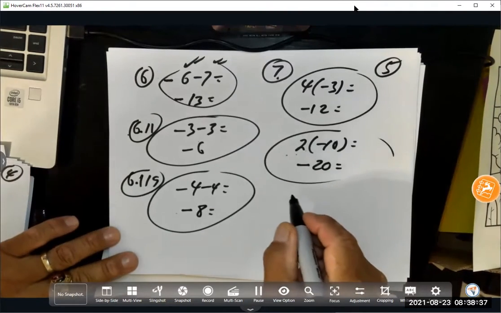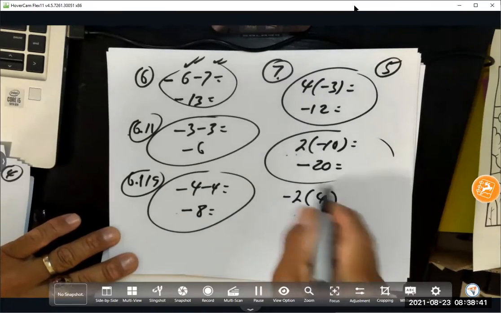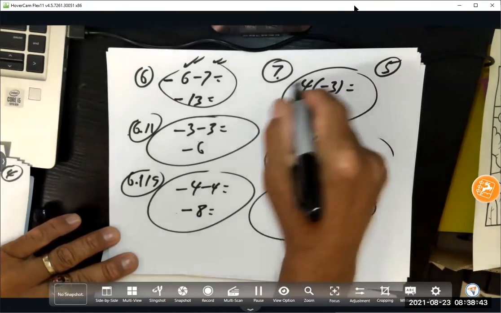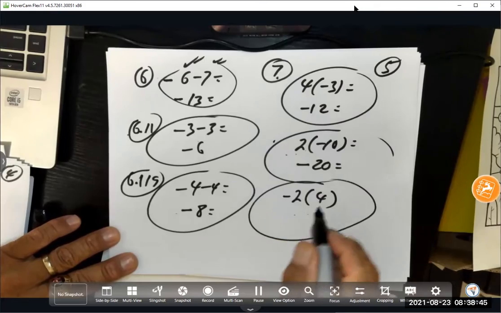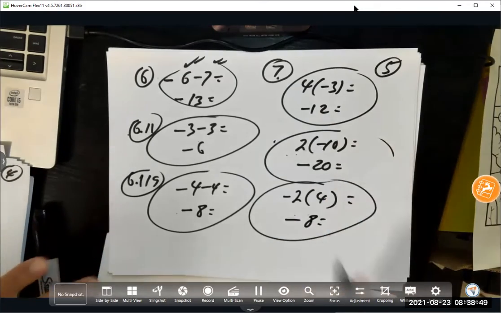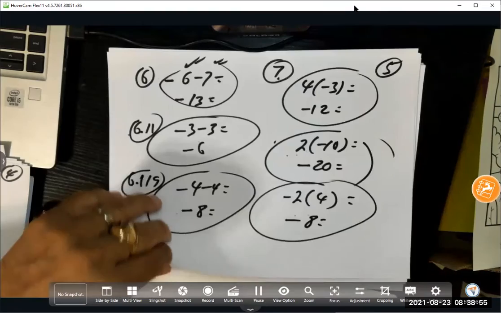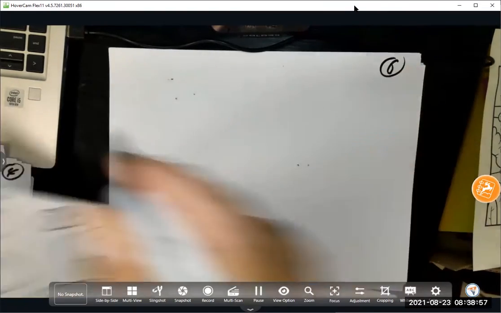And then one more, what if I have negative 2 times a positive 4? This one is negative times positive, so it's still going to be a negative. Are those okay right there? We're going to go to the next one. That's number 7. Okay, number 8.